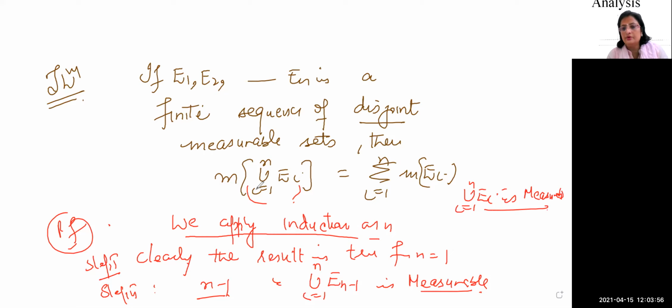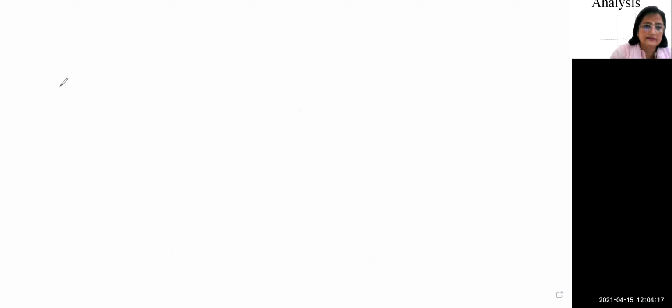Now step number 2: we will assume that the result is true for n minus 1. It implies the union of Ei, i running from 1 to n minus 1, is measurable, right? Now we have to prove the result. Now you will write step number 3: prove the result for n.